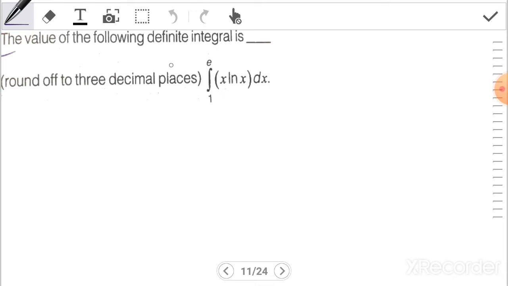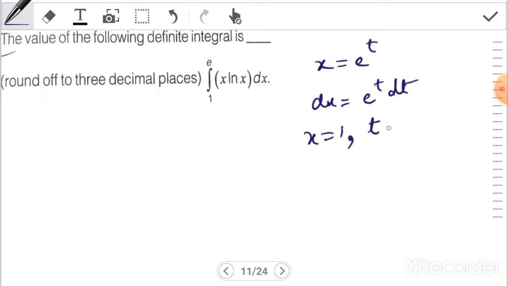The value of the following definite integral is... Okay, so here this x and log x. So what we can do is, let us put x is equal to e raised to the power t, then dx will be equal to e raised to the power t dt. And when x is equal to 1, t is equal to 0, and when x is equal to e, t is equal to 1.